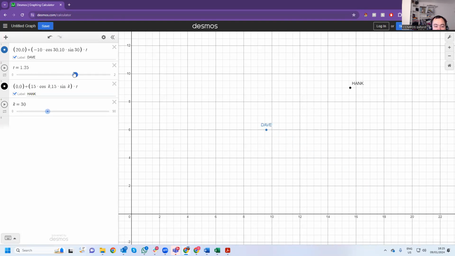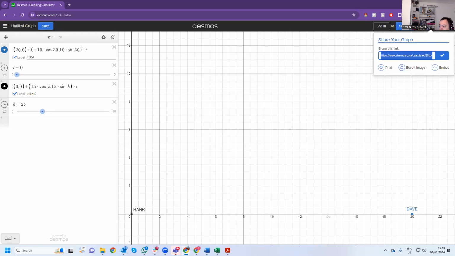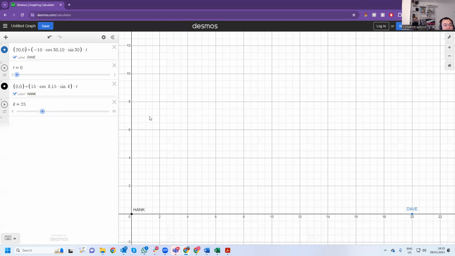No, they're not reaching each other. So you can see that Hank will not catch up with Dave. They miss each other. Let's change the angle. Looks like it has to be smaller. Ooh, that's closer. So you see what I'm doing? I'm modeling this. I'm literally just typing this in, and you can see what's going on. You can practice this. I'll share this with you so you can play around with it and get some interesting stuff going on.